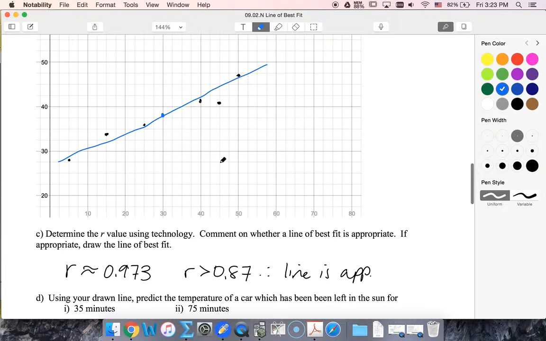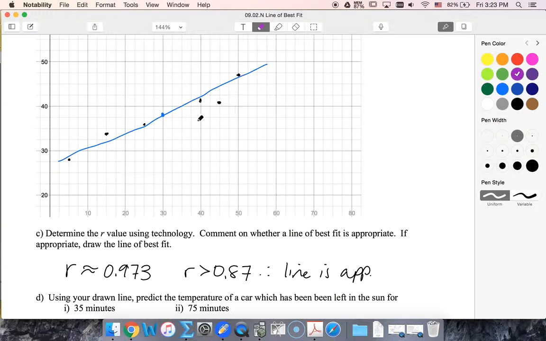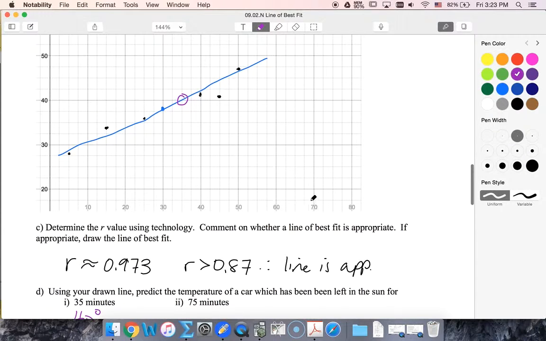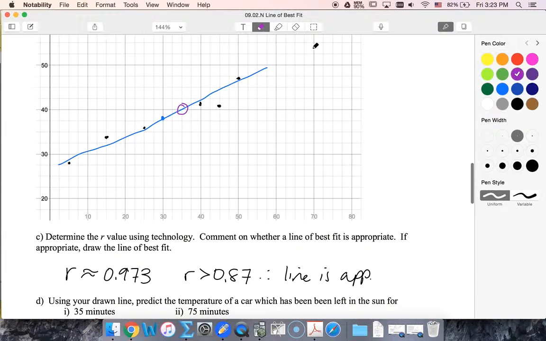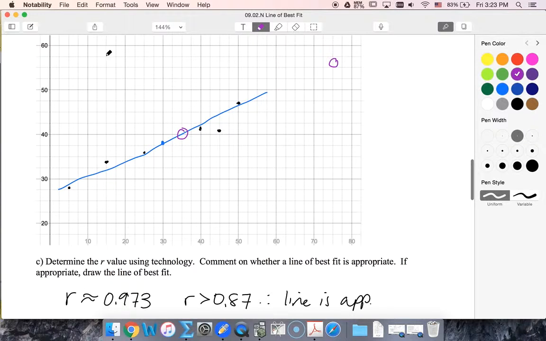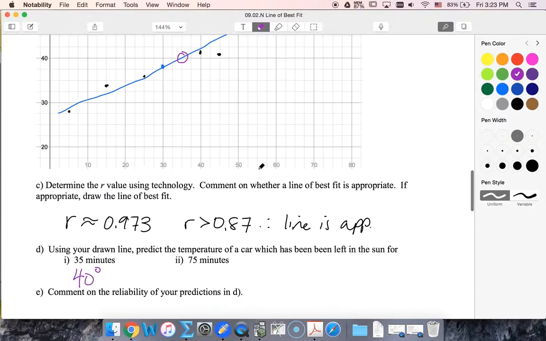Using my drawn line, predict the temperature. So using my drawn line, not the calculator line, the one that I drew, 35 minutes. So 35 looks to me that it's at 40 degrees. 75, well, my line would need to keep going. 75 is going to be way over here. So if my line kept going, I would imagine that would be somewhere around here. So maybe that's close to 56.